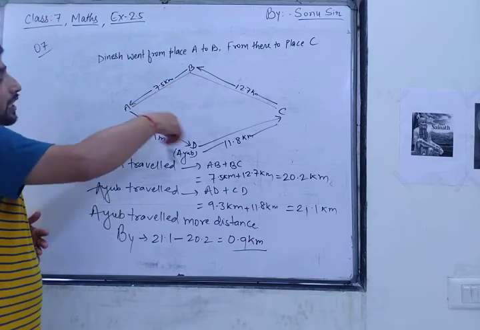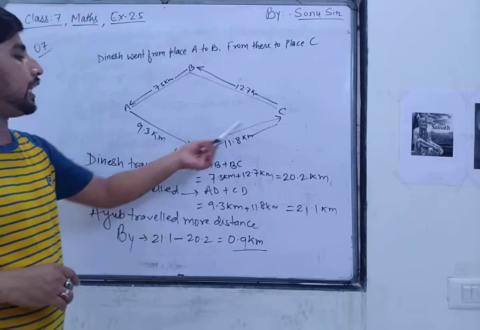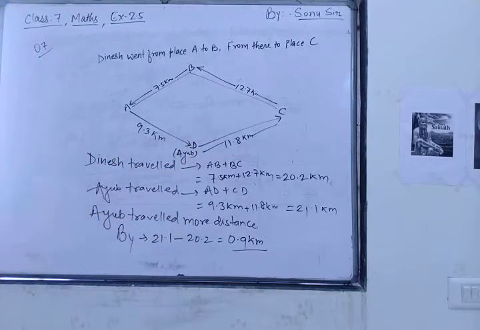Dinesh was upper side, Ayub was lower side. Now first of all, A to B, B to C, A to D and C to D. So we have done both the sums. As we have seen, Dinesh had traveled total 20.2, Ayub 21.1, right? Now who had traveled more? Ayub by how much? 0.9 km. So this was our question number 7.